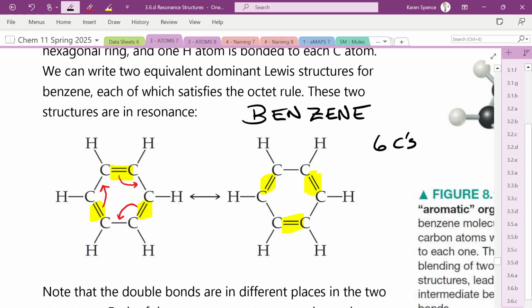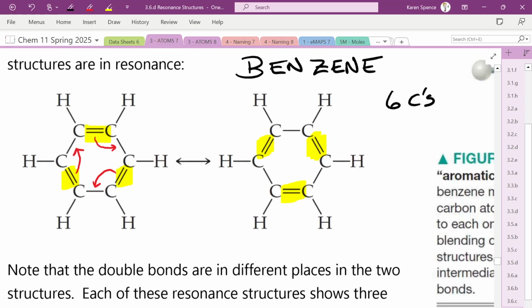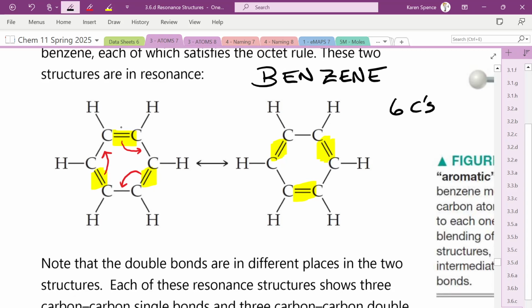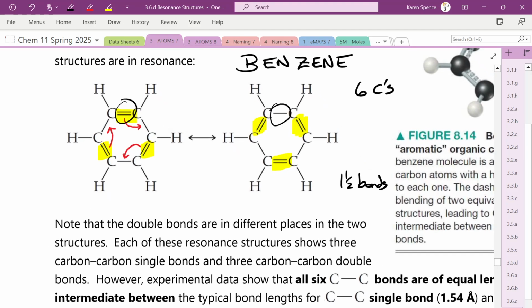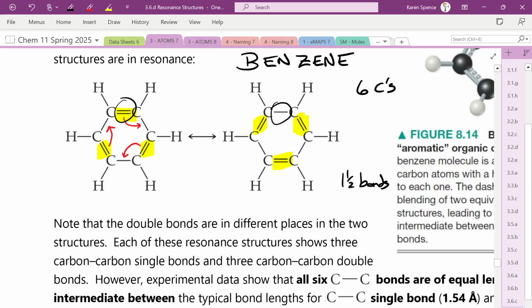What am I trying to say? What kind of a bond would this be? Would this be a 1 1/3, a 1 1/2, a 1 1/4? What would it be? Well, if you think about it, half the time this is a double bond and half the time it is a single bond. Yeah? Because you only have 2 resonance structures. So these are all 1 1/2 bonds. And all 6 bond lengths are equal.